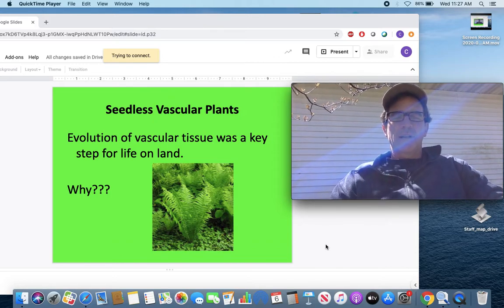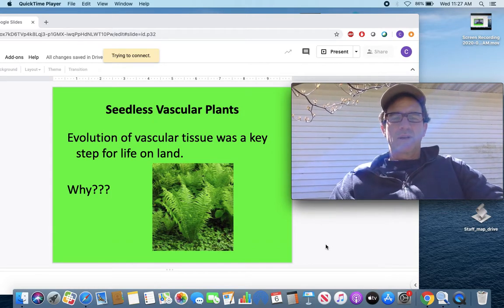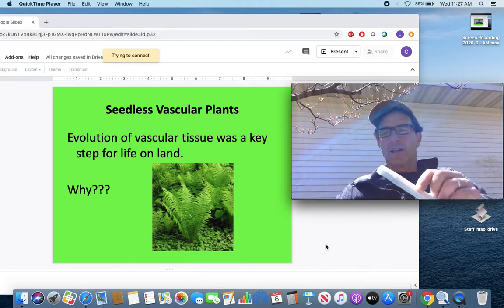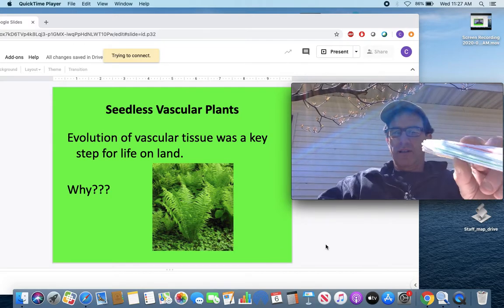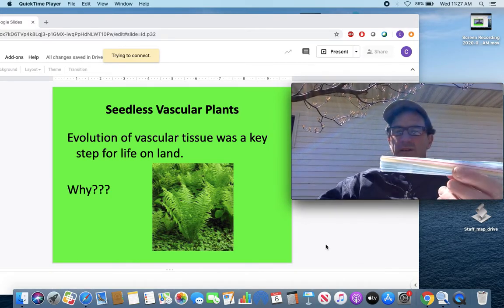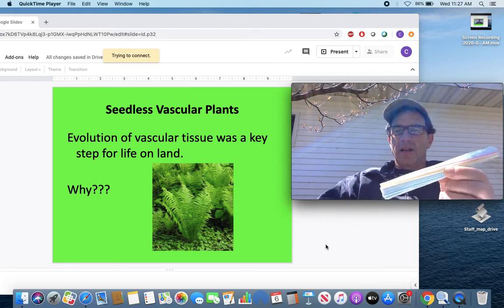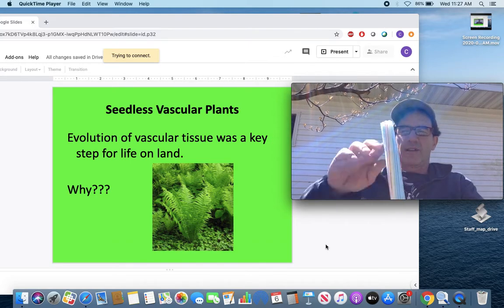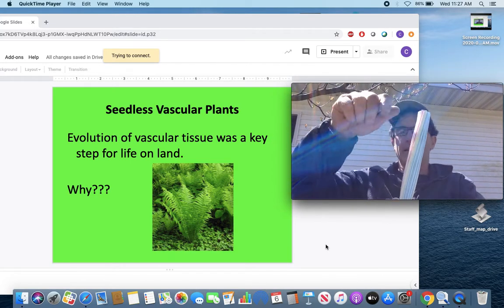Okay, so today we're going to talk about the seedless vascular plants, and evolution of vascular tissue is a key step for life on land. I'm going to compare vascular tissue to this bundle of straws I have here. I don't know if you can see that. I just taped a bunch of straws together, and they're a bunch of tubes, and this is real important because if you think about this, these straws are very strong.